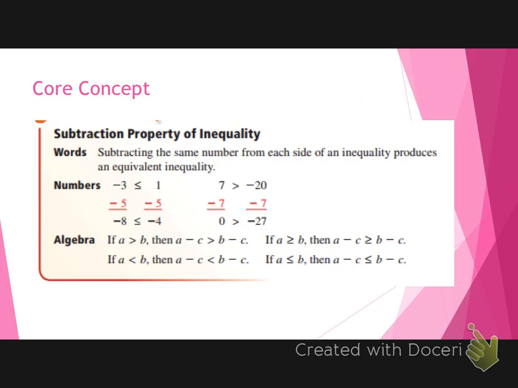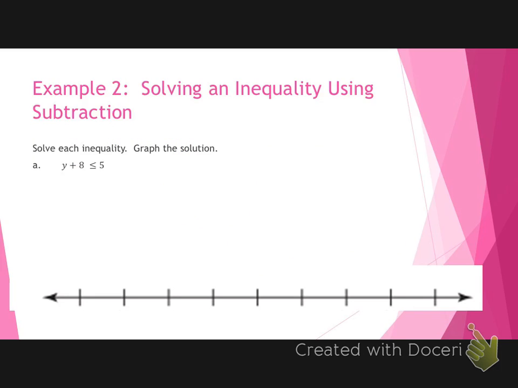Let's look at example 2. Oh, core concept first, sorry. Subtraction is going to be the same. Just like when we can add something, we can subtract something, and it's still equal. So if we're looking at this, I can do the inverse of adding 8, which is subtracting 8. Minus 8. Whatever you do to one side, do to the other. So that's going to cancel those out, and I'm left with just y over here is less than or equal to 5 minus 8, which is negative 3.